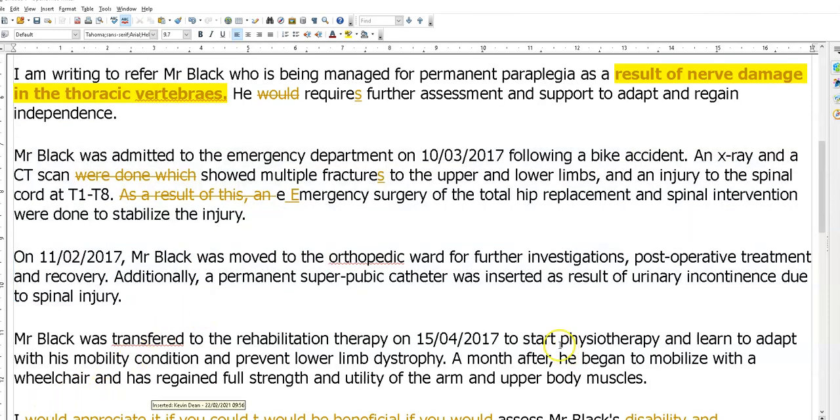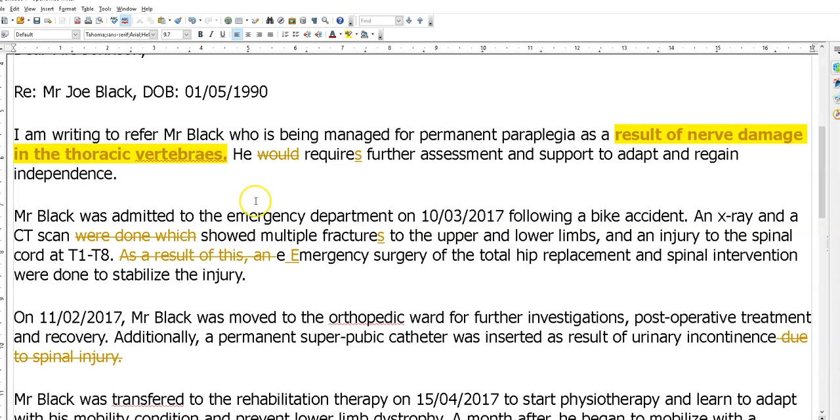Yeah. So, there's a few more things probably we could cut down. So it was inserted as a result of urinary incontinence. Well, it's probably obviously due to that. So you don't need to say that either. Investigation, treatment, recovery, and the permanent. Okay, so you could cut that out. Say you could cut all this stuff down as well.